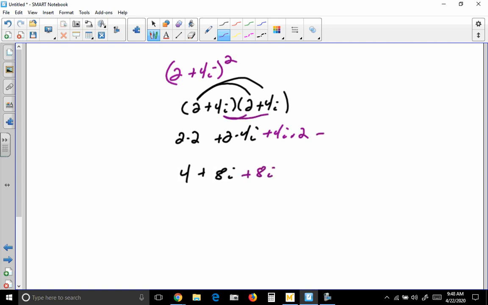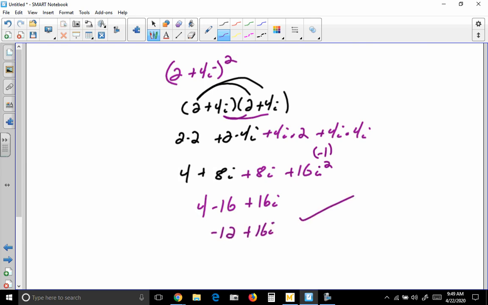And 4i times 4i. 4 times 4 is 16. And i times i is i squared. So we have a 4 out front. i squared, we said, is negative 1. So this is 16 times negative 1. So we're subtracting 16 from 4. And then we have an 8i and another 8i. 8 plus 8 is 16. So 4 minus 16 is negative 12, and we finished it. So we want to get down to the part where we have a real number and an imaginary number.